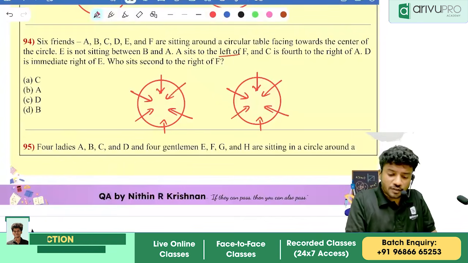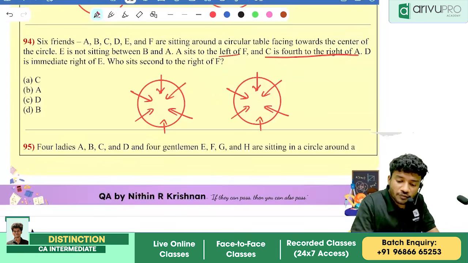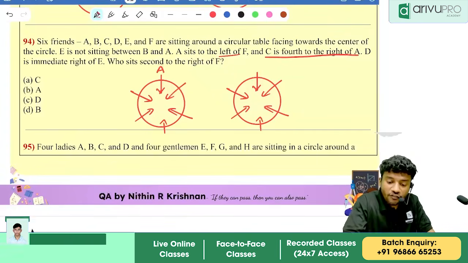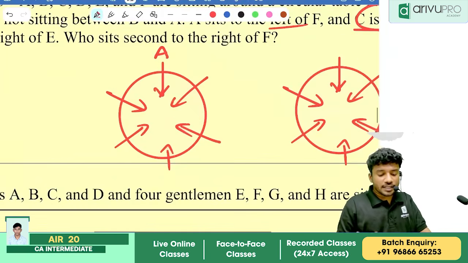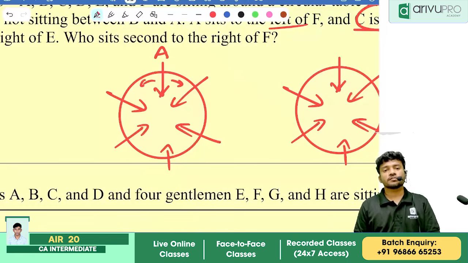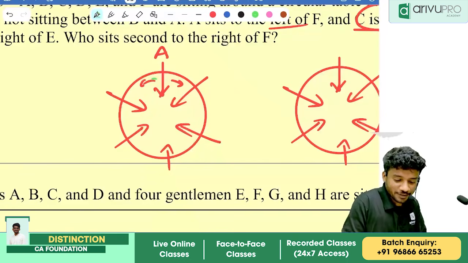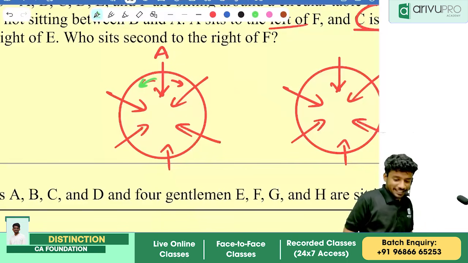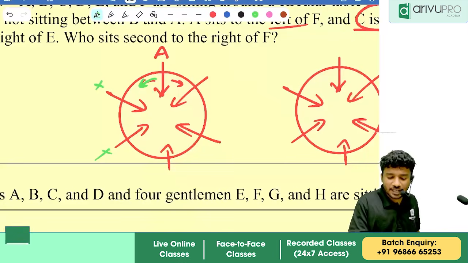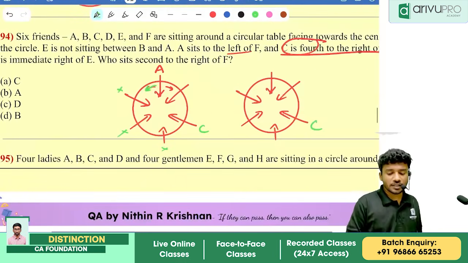A is to the left of F and C is 4 to the right of A. That means if A is here, C is 4 to the right. Right side is what? Or this way. First this or second this? Green or red? Green. Yes. 4 to the right means first right, second right, third right, fourth right. C is here. Similarly, C is here also.